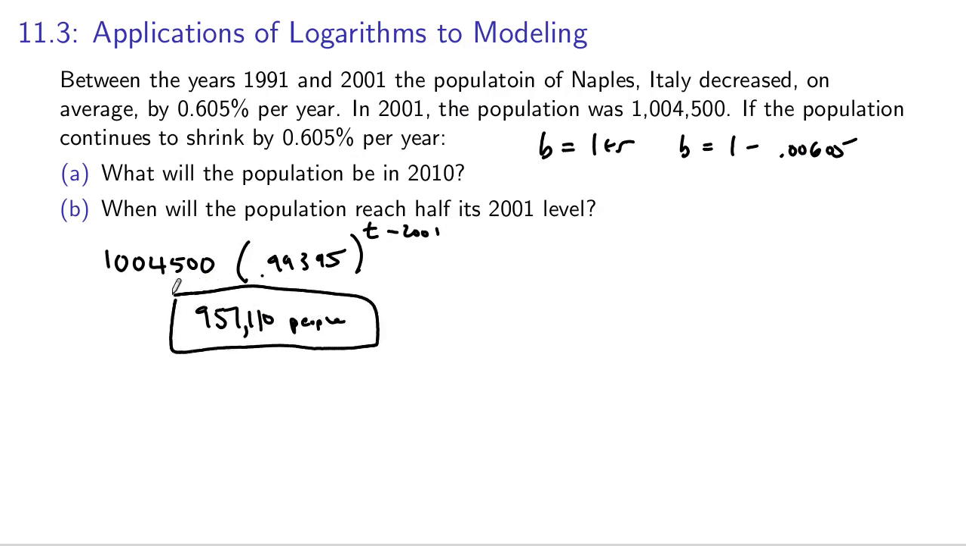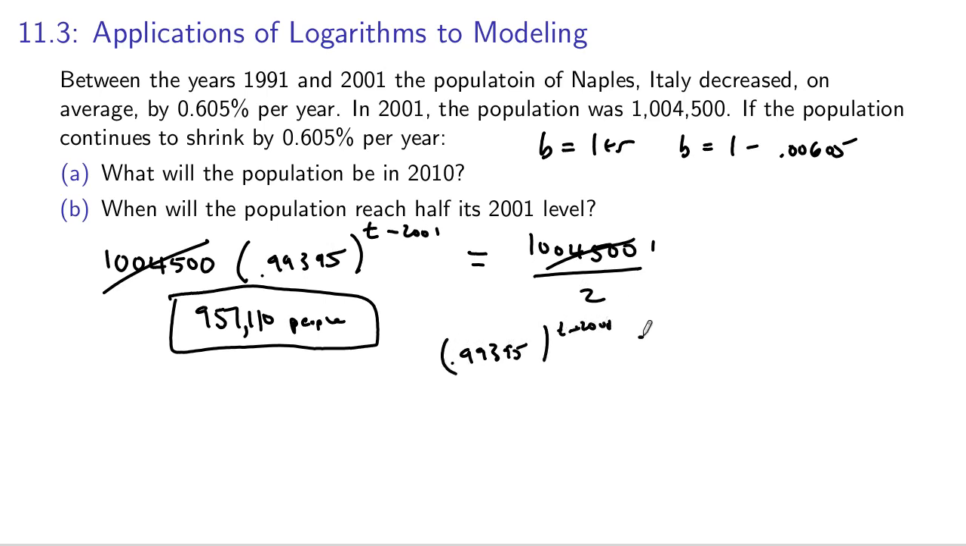For part A. Part B, when will the population reach half of its 2001 level? In other words, when will it equal 1,004,500 divided by 2? Well, if you notice this equation that we need to solve here, the 1,004,500 appears on both sides. If we divide by that value, we'll cancel those to 1. So we'll have just this equation, 0.99395 to the t minus 2001 equals 1/2.